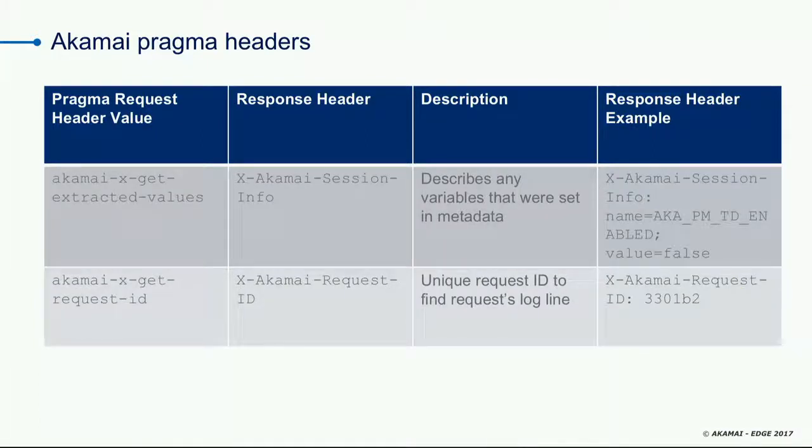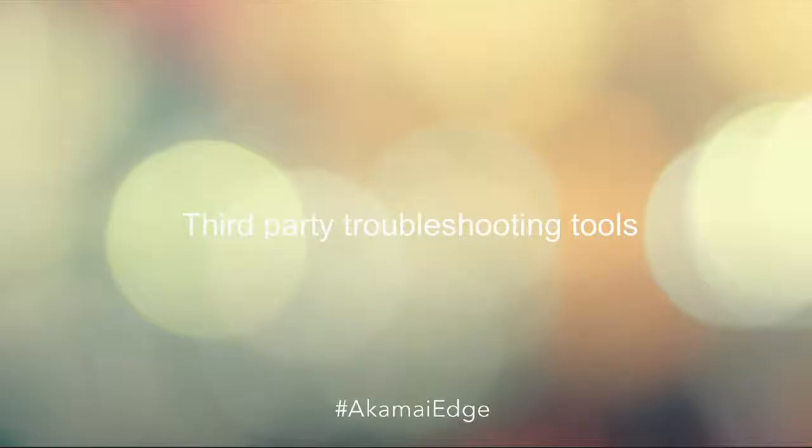The last slide is also two headers. This one will show you different variables which were applied to the request. And the last one is the Akamai request ID. For example, if you made a request from the command line or from any other application using Akamai Pragma headers, and you got this request ID, you can use the ViewGrep tool in order to get your logs easily. Thank you. Over to you, Blaž.